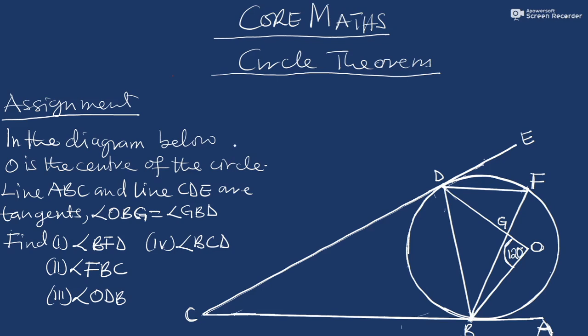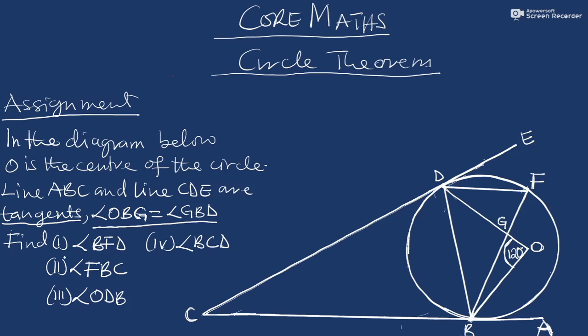Right. Now, as I've always been telling you, you have to always look for the clues in the question. So in our question, we're told that line ABC and line CDE are tangents. So you have to take note of that. We're also told that angle OBG is equal to angle GBD. You also have to take note of that one. Alright, so let's now move to our diagram once we've gotten the clues.